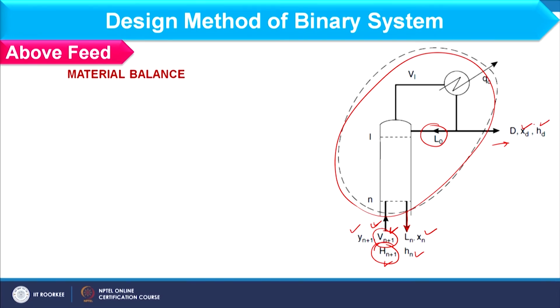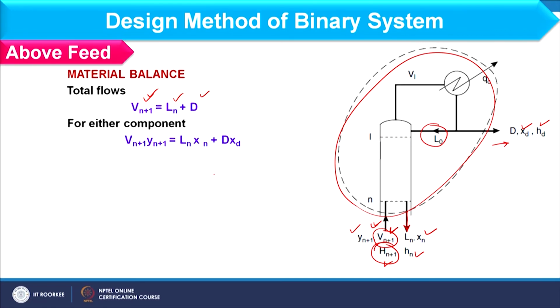So, making the material balance, we can simply consider V n plus 1 equal to Ln plus D, a simple balance, and for the component balance we can consider V n plus 1 into Y n plus 1 equal to Ln into Xn plus D Xd, right. In this way we can make the component as well as mass balance.